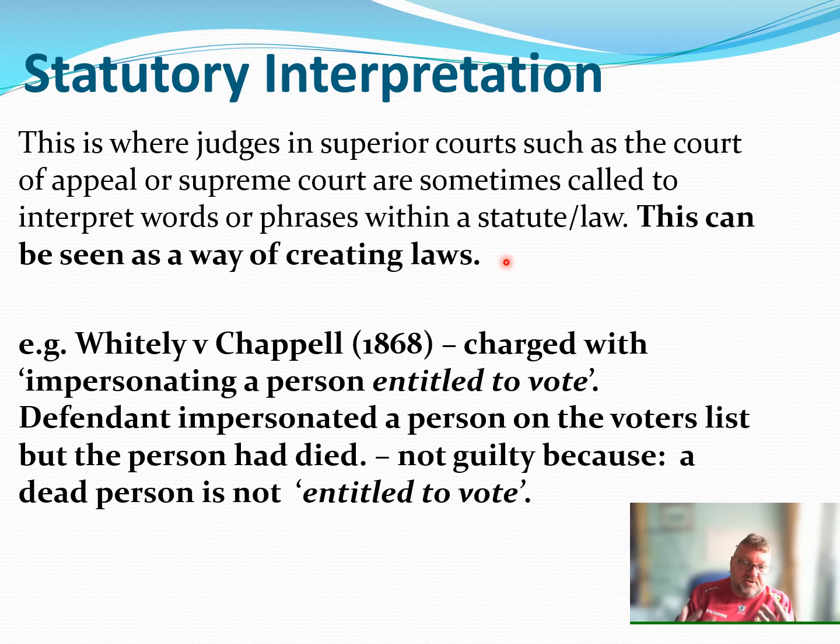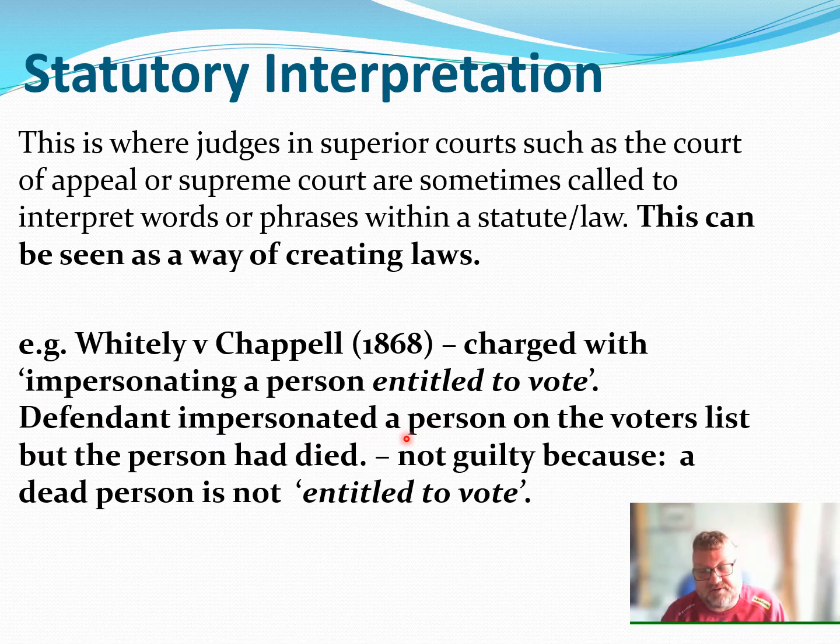Now, the case you can use as an example of this, and again, this is another one from the textbook, is the 1868 case of Whiteley versus Chappell. Now, I think Whiteley was charged with impersonating, the law said, a person entitled to vote. So the offence under law was impersonating a person entitled to vote. So what the defendant did, they impersonated someone on the voters list who had died. So they'd rocked up pretending to be a dead person and had voted in a general election. Now, the offence was impersonating a person entitled to vote.